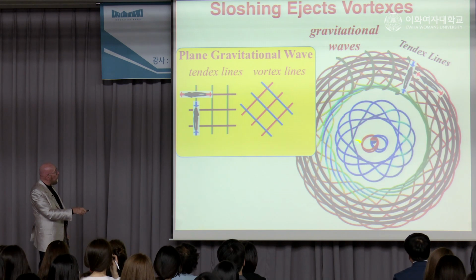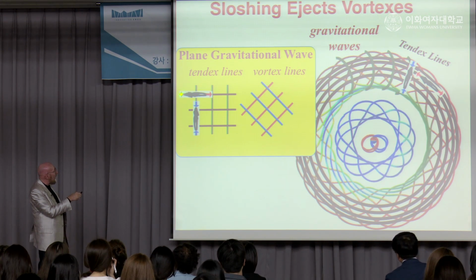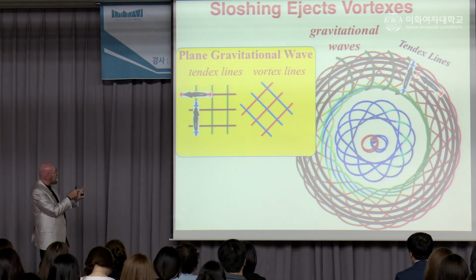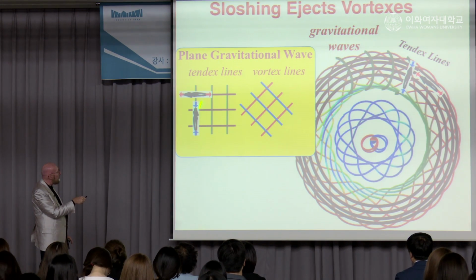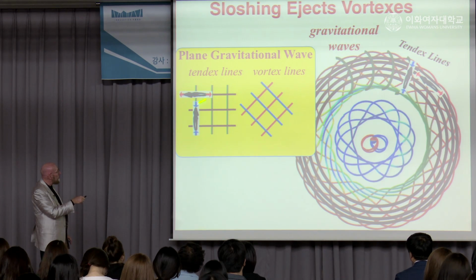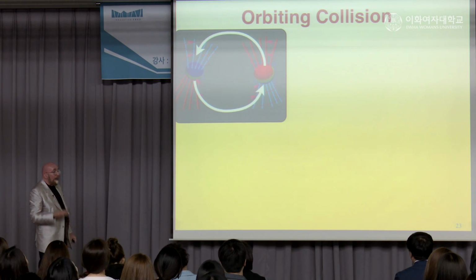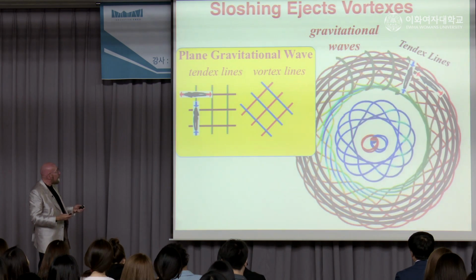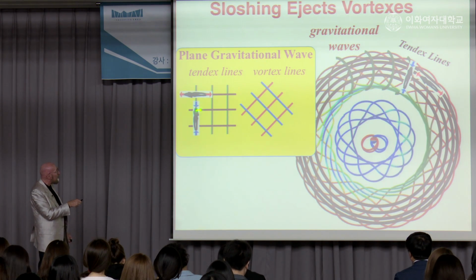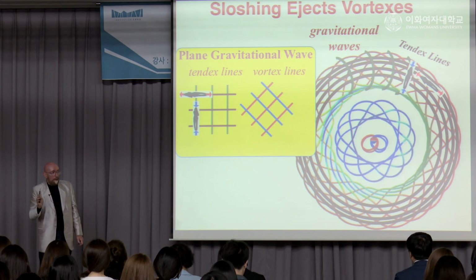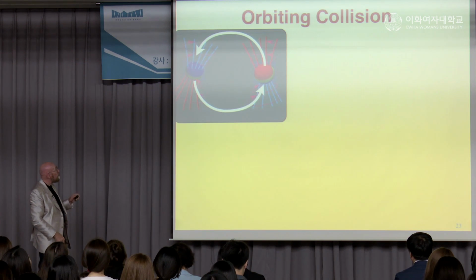Far from the black hole, these Tendex lines then have a stretch and a squeeze that are opposite to each other. So here's a squeezing Tendex line, and there is a stretching Tendex line. And those are the things, let me just go back, those are the Tendex lines that will drive the gravitational wave detectors in LIGO that I will describe in a few minutes.